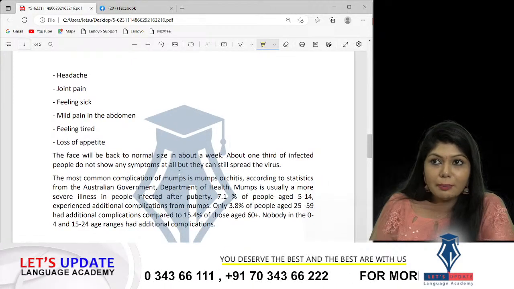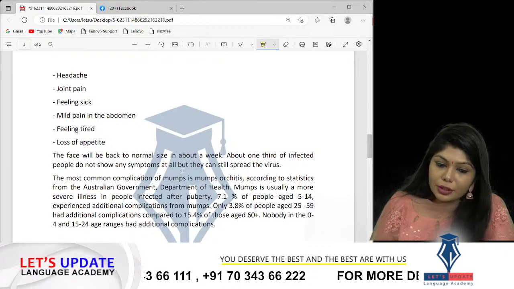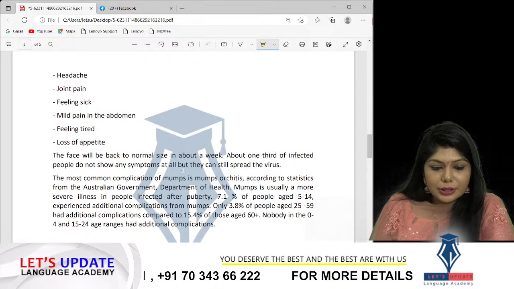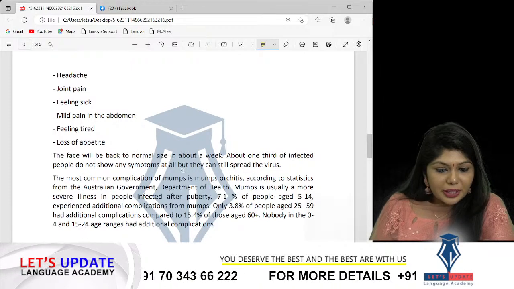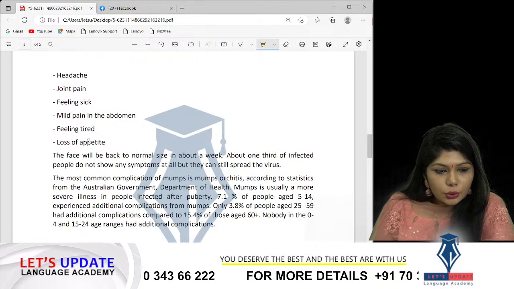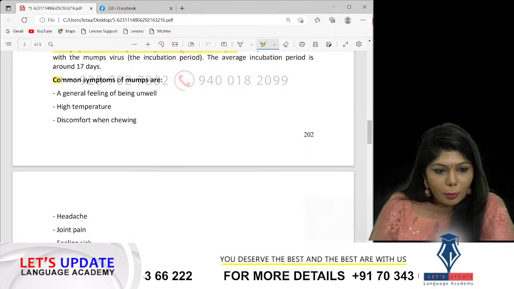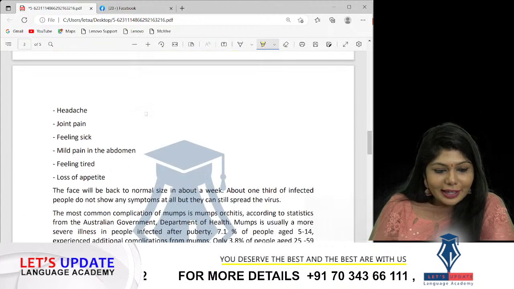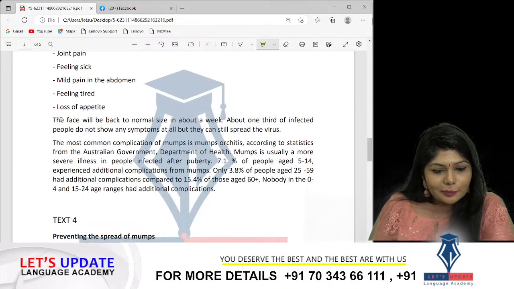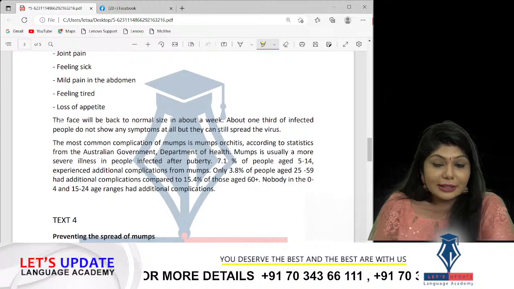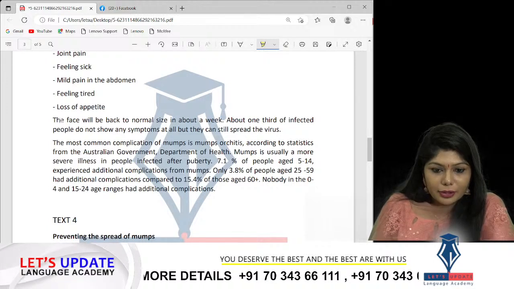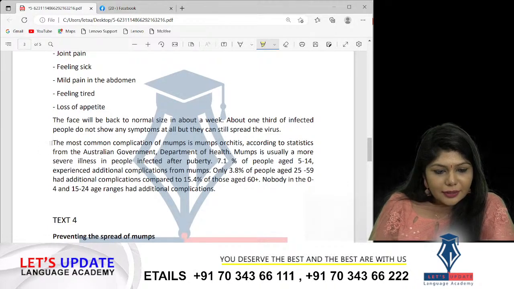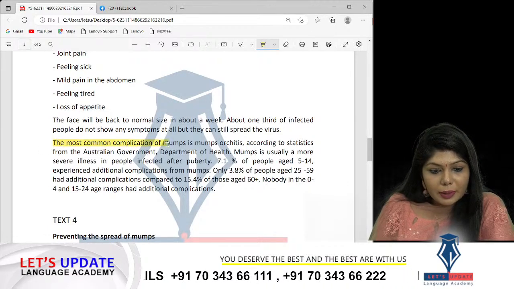The face will be back to normal size in about a week. About one third of infected people do not show any symptoms at all, but they can still spread the virus. So you can see common symptoms of mumps here. I'll highlight the subheading there, and then they are talking about the face that is going to be of normal size in about a week. And then the next paragraph is about the most common complication of mumps.